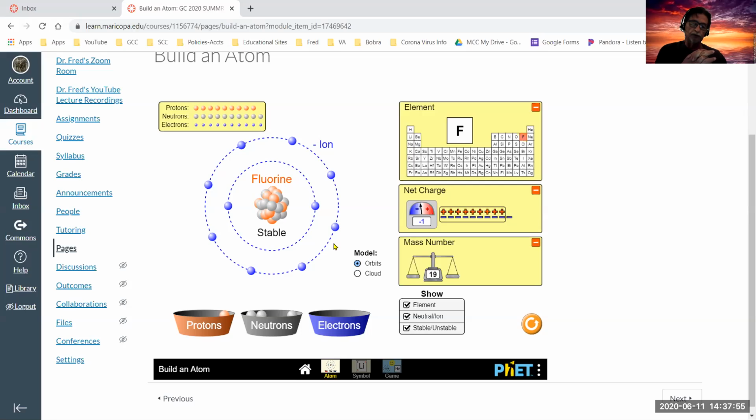Unfortunately, you can only go to one more, which is neon, okay? And there's neon. By adding one proton, we created neon. And here's the mass number, always a whole number.